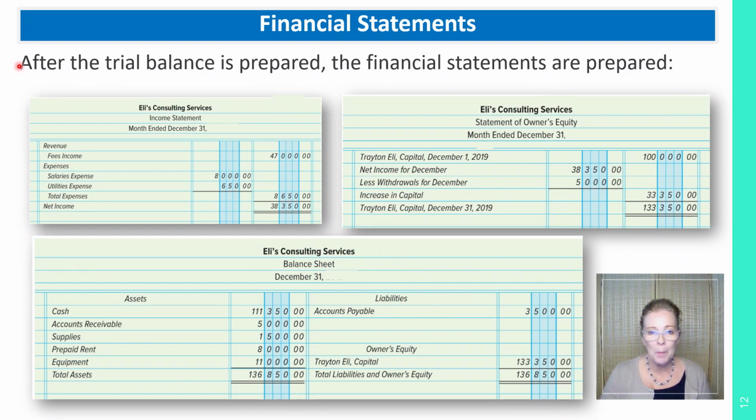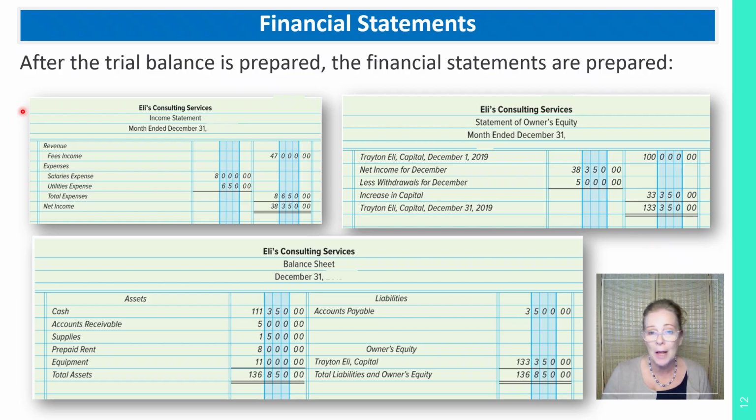So what do we prepare first? It's always the income statement that comes first. Why? You need the net income from the income statement to complete the owner's equity, right? You can't prepare the statement of owner's equity if you don't have the net income. And you can't complete the balance sheet without knowing the ending balance for the owner's equity. So it's important that you have that. So let's start with the income statement.